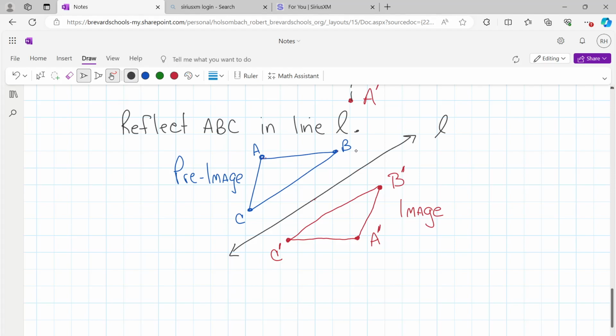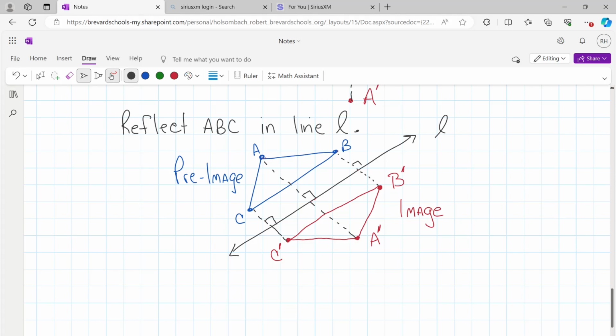And what you should have is if you had a straight edge and you could connect B to B prime, you're shooting for a perpendicular. And if we connected A to A prime, we're trying to have that line perpendicular to line L. And connecting C to C prime, we're shooting for, again, a perpendicular. Same distance away from the line of reflection on a perpendicular to the pre-image. Make sense?